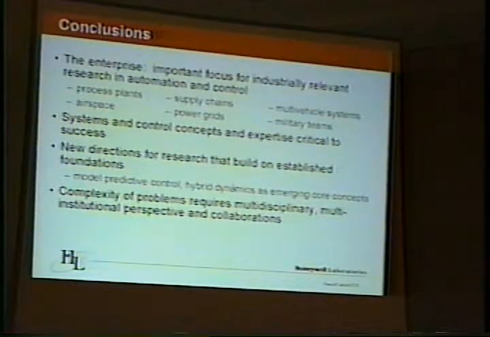And actually, as I was looking over these various topics that I put together, I realized that there were some key core concepts that were falling out of many of these topics, and in particular, model predictive control and hybrid dynamics, I think, are sort of centerpieces or linchpins for this entire new edifice of automation and enterprise optimization. And finally, the complexity of problems is such that you cannot hope to address these issues with any sort of discipline-centric perspective. You have to really adopt a multidisciplinary, multi-institutional perspective and collaborations. I don't know if you want to go all the way to including philosophers in your community, but there may even be some merit to that.